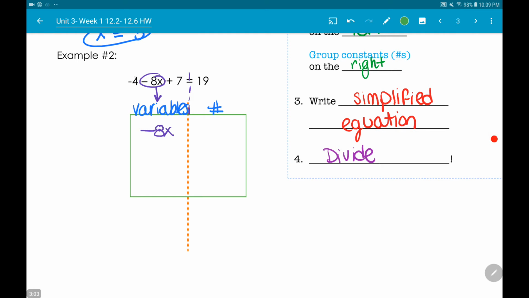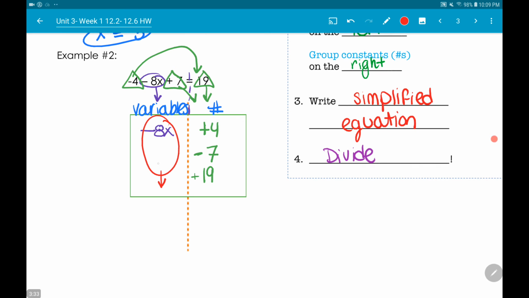Let's look at our numbers. I have negative 4. That is crossing the line, so it changes my sign. What about the 7? That also is going to change to a negative 7. And 19 is on this side already, so it is going to stay positive. All right, let's simplify. Not adding anything to this, so it stays.